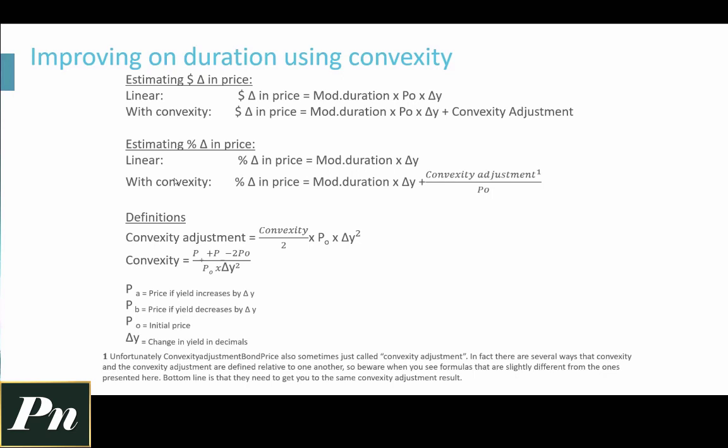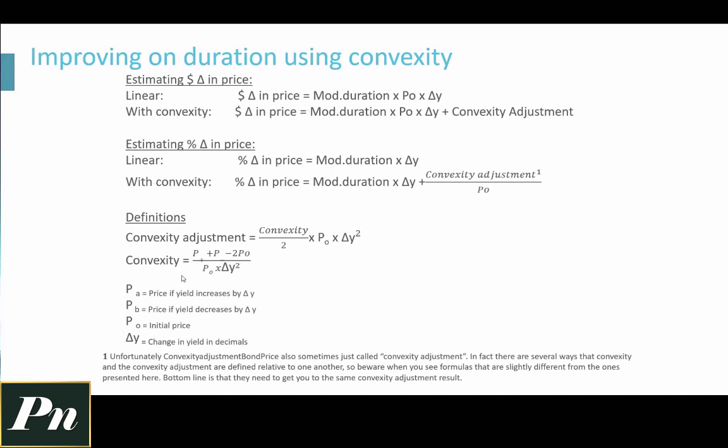So duration is really about the estimate change in price. Here we're just basically dividing both sides by price. So instead of looking at dollar price, we're actually looking at percentage. And so then you get modified duration and a change in yield. So with convexity, all you have to do is add the convexity adjustment divided by the bond price. So what is this convexity adjustment? That's what we're going to tackle now. How do you calculate this little adjustment that makes these linear numbers better? It's not that bad.